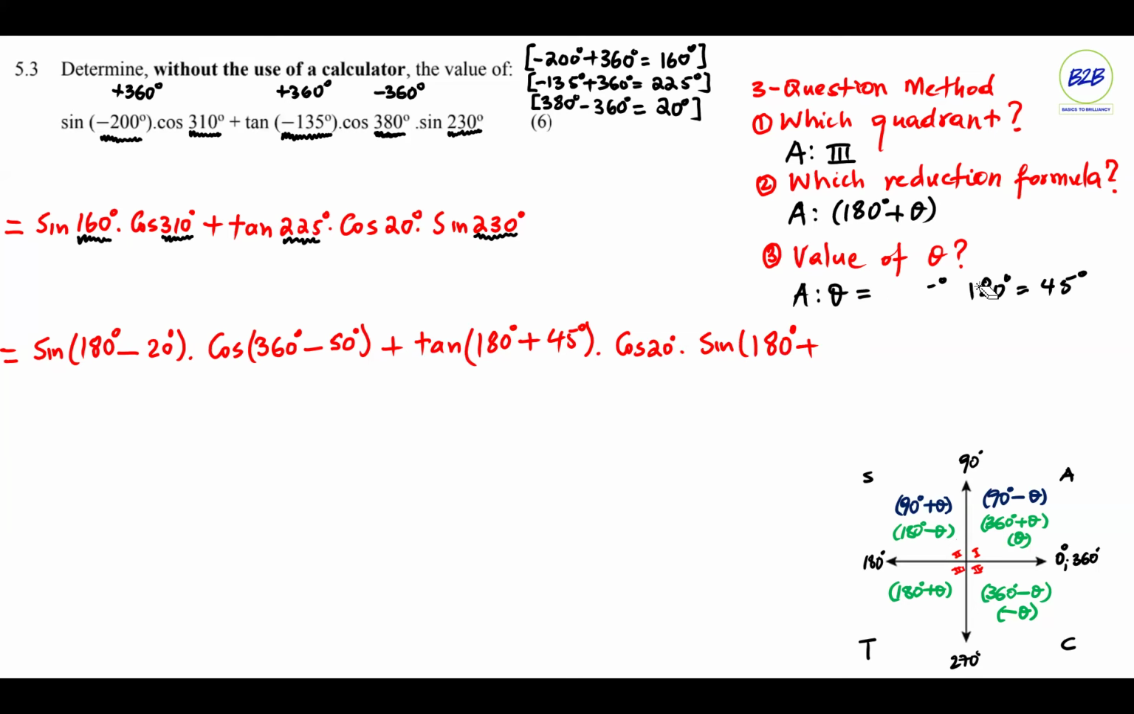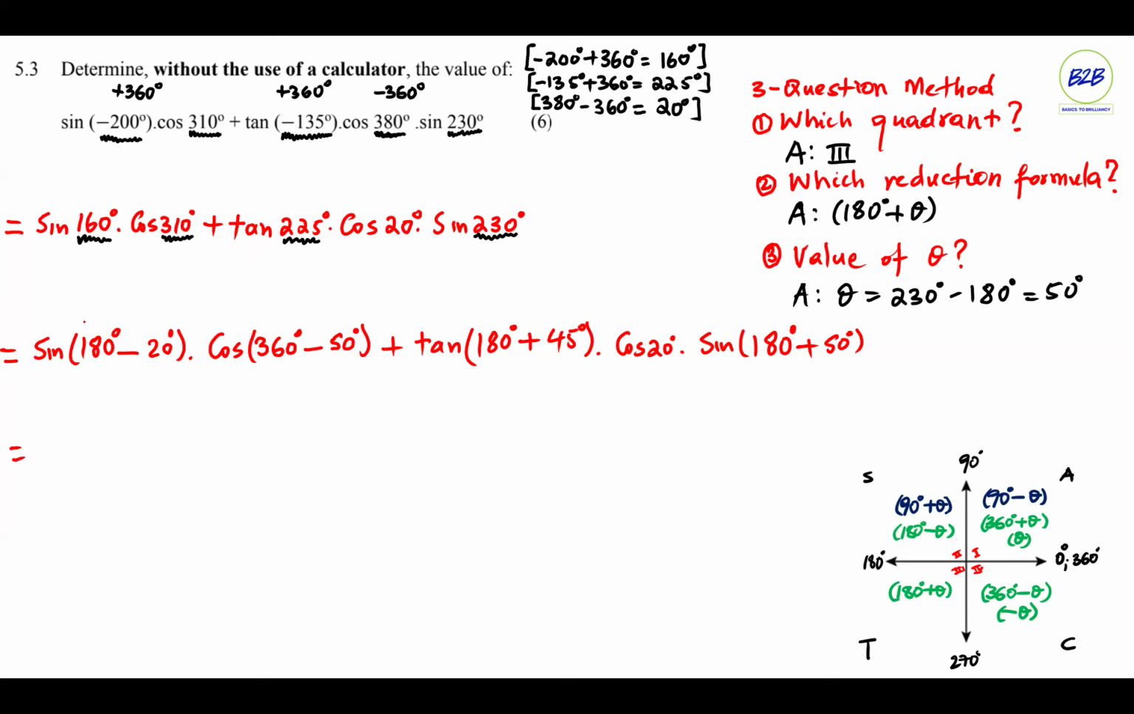What angle must we add to 180 degrees so that we can get 230 degrees? And that, folks, will be 50 degrees. That will be the value of theta, 50 degrees. Then we will take that value of theta and substitute within that expression. And then, voila, we are done with using our 3-question method.